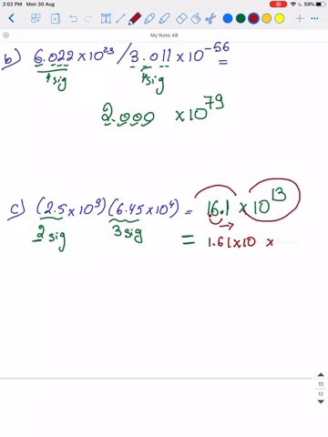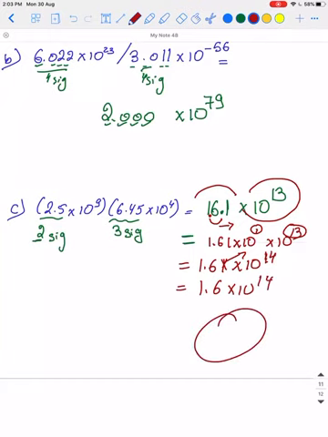And still I have 10 to the power of 13. So 1.61, this is 1 plus 13, which is 14. But I want only 2 significant figures, here 3 significant figures, so this is rounded down, it will go, and it will be 1.6 times 10 to the power 14.